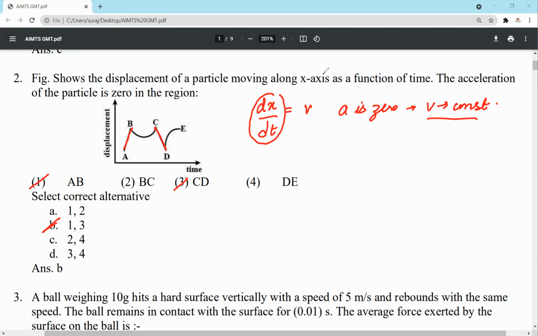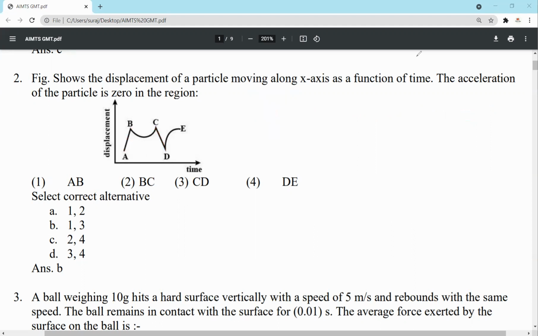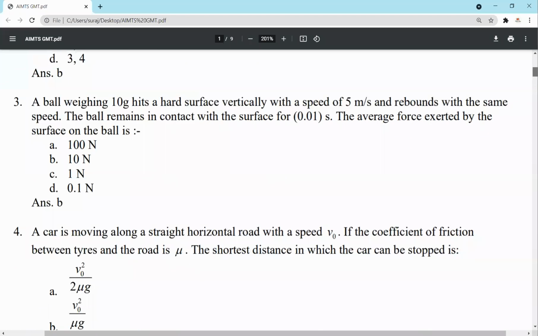Now coming to question number 3. A ball weighing 10 g hits a hard surface vertically with the speed of 5 meters per second and rebounds with the same speed. So that means it's an elastic collision. The ball remains in contact with the surface for 0.01 seconds. The average force exerted by the surface on the ball.